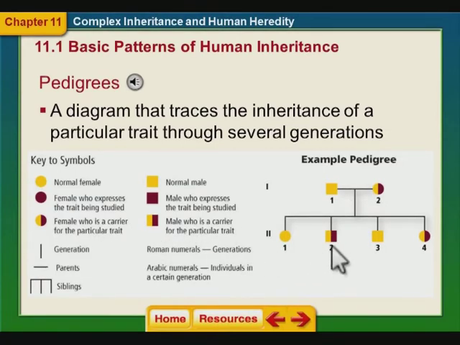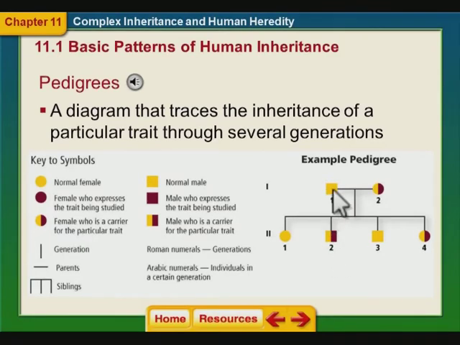If you see someone in here that is half of one color and half of another color, and this is a square, so it's a recessive, it's a carrier male, and then this is a carrier female. So this person has the gene just like the mother did, and the son has the gene just like the mother did.